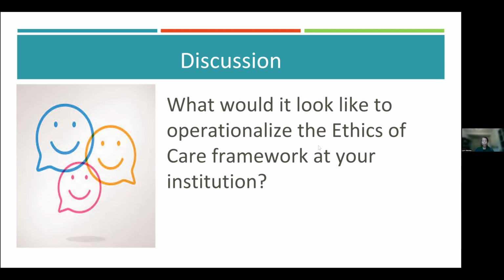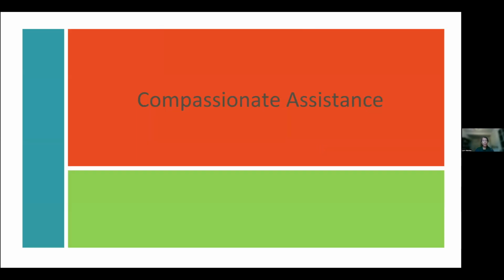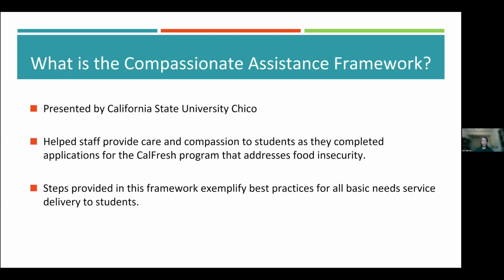Okay, let's move on to our last framework, compassionate assistance. All right, again, this one gives you a lot of tips and tricks about how to do the in-the-moment kind of work with students where you're helping them complete forms, sitting next to them to help them complete forms and navigate a lot of the bureaucracy that is involved in them receiving services. This framework was presented by California State University, Chico, and it helped staff when students were applying for the CalFresh program that addresses food insecurity. And their information is in one of the resources that you'll see, the California handbook on basic needs services. You'll see that in the resources if you want more information about them.